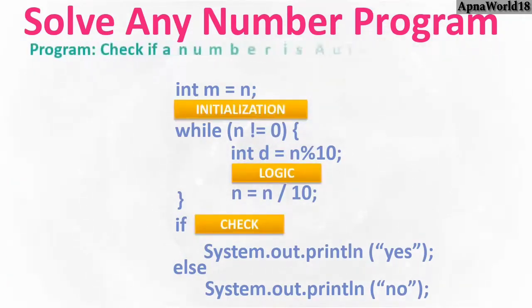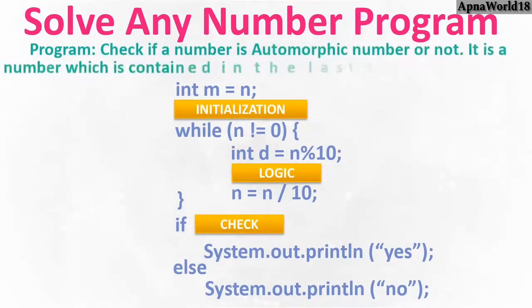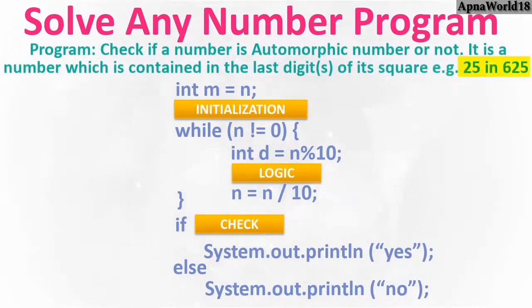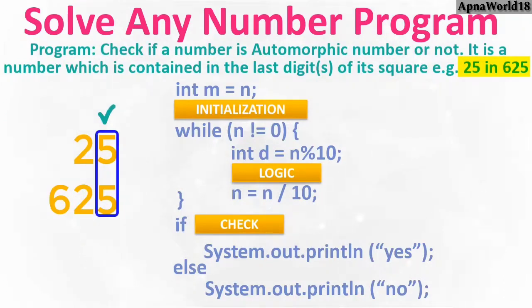Now let's do automorphic number. An automorphic number is a number which is contained in the last digits of its square. Example, 25 is an automorphic number as its square is 625 and 25 is present as the last two digits. Here we have the number and its square. The logic we will use is that we will break digits out of both numbers and then compare to see if they match. If any of them does not match, we will raise a flag. Once out of the loop, we check if the flag was raised. Accordingly, we will declare the number as automorphic or not.